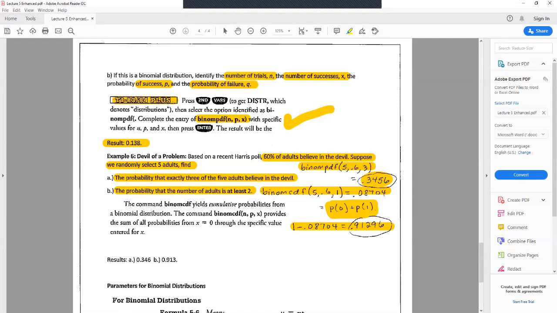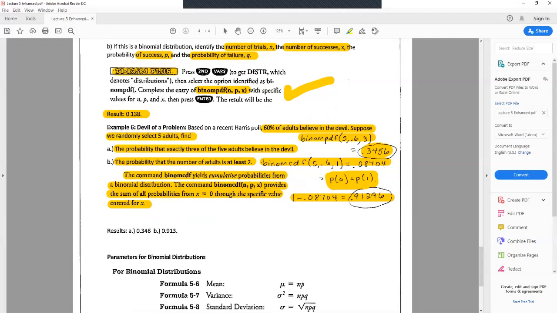I would also recommend at this point, if you are struggling to understand the difference between binomial CDF and binomial PDF, just go to YouTube and do some searches, and there should be plenty of videos online that will give you examples of how to use those two functions on your calculator. Okay, so that takes care of this part.